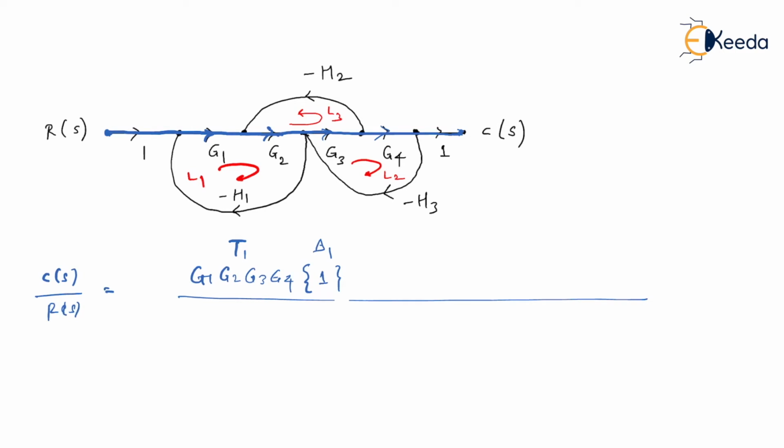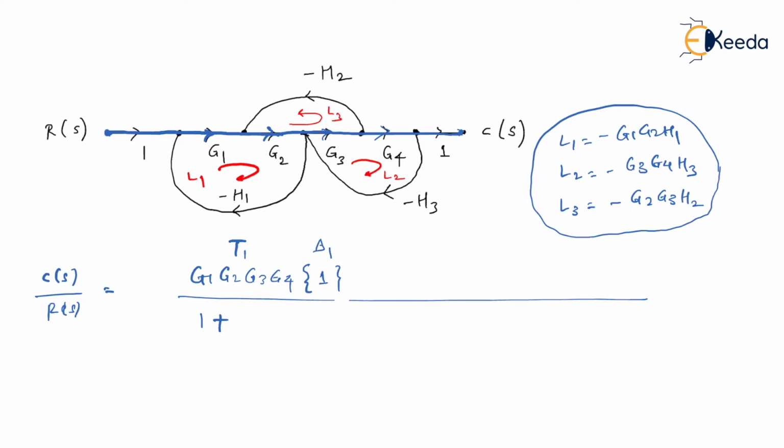Let us write the denominator. 1 plus. So what is the value of L1? L1 is G1, G2 minus H1. Let me write L1 is equal to, again, minus G1, G2, H1. The value of L2 is minus G3, G4, H3. And the value of L3 is minus G2, G3, H2.